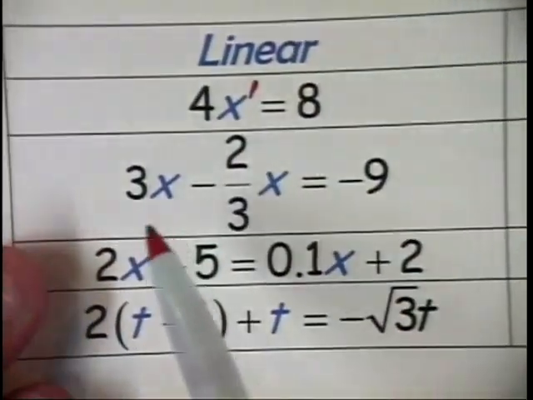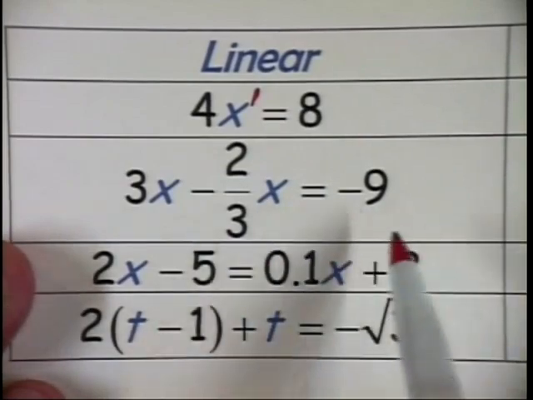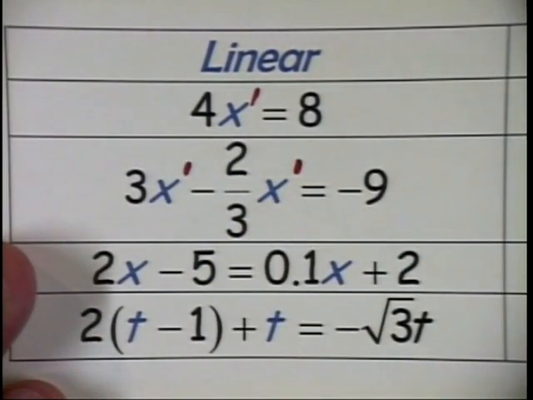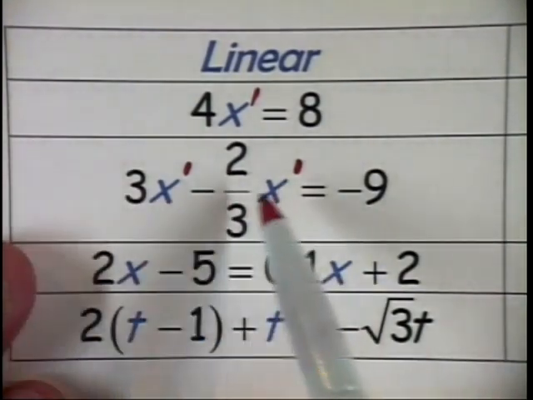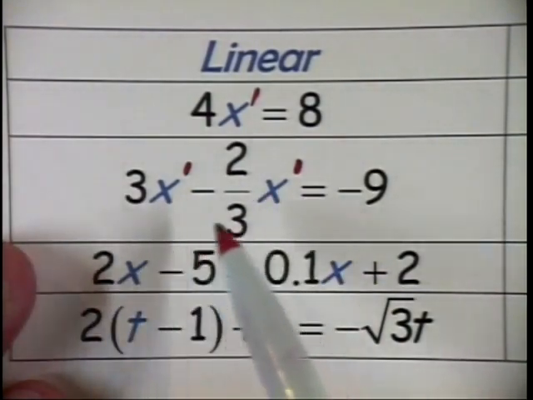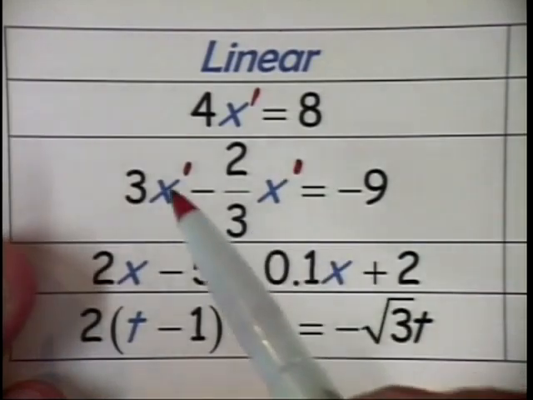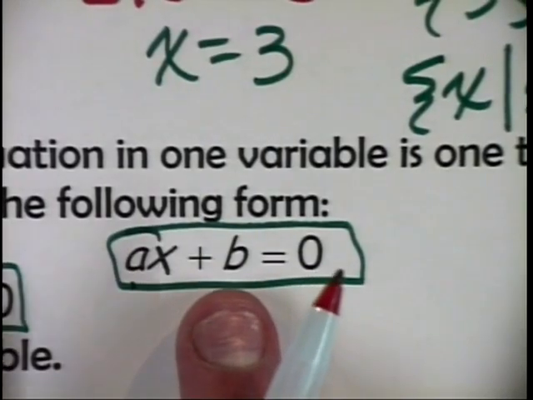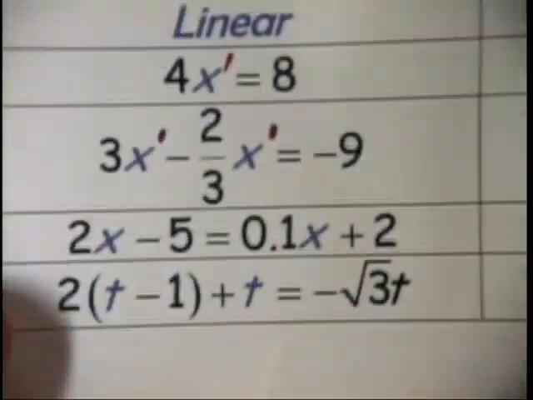Let's look at this one. It's 3x minus 2/3 x equals -9. The exponent on both x's, although it's in two places, it's still a 1. We would call these like terms, and we can combine them. And when we combine them, we're going to get one new number times x to the first. So that would still be linear. We don't necessarily have to get it to look like this to decide if it's linear. All right, let's move down.